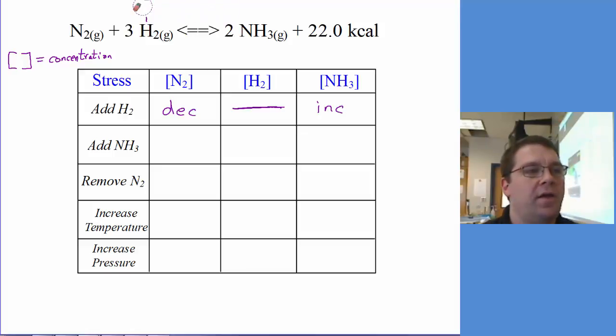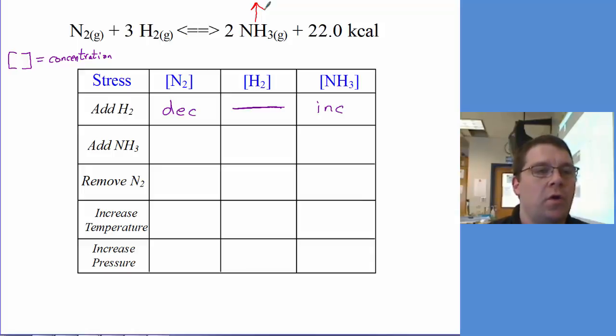All right, in the next step, if we talk about stressing the system by increasing the amount of ammonia, that means that we are going to shift away from the addition, which means the equilibrium, the reaction, will shift to the left. And if it's shifting to the left, that means that the amount of nitrogen that is being produced is going to increase, and the amount of hydrogen that is being produced is also going to increase. And we don't put anything for ammonia because that's the stressor.